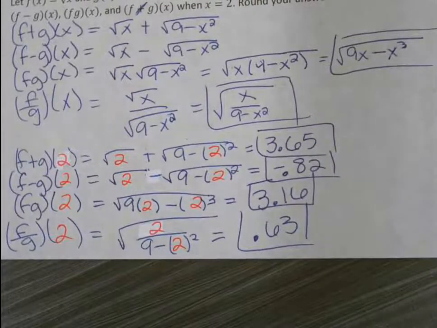Questions here. What, Jerry? On the multiplying one? Oh, it's this one, right? And then you just put 9 times 2 minus 2 cubed, right? Yeah.